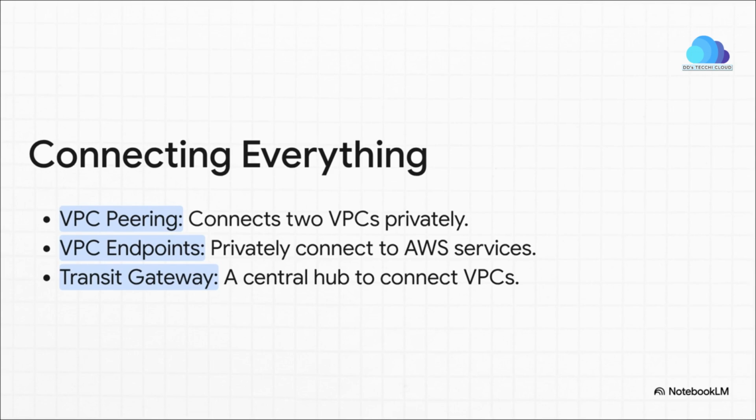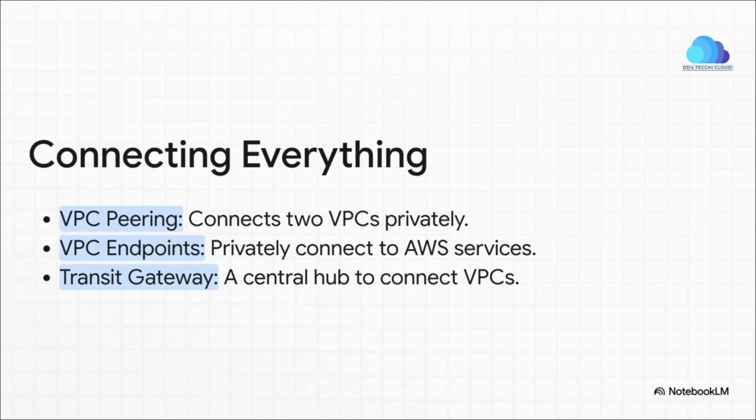First, VPC Peering. This lets you connect two VPCs directly together so they can talk using private IPs, almost like they're on the same network. It's a simple one-to-one connection. Next, VPC Endpoints. These are amazing. They let you connect privately from your VPC to AWS services like S3 or DynamoDB without needing an internet gateway or a NAT gateway. All that traffic stays on the secure AWS backbone.